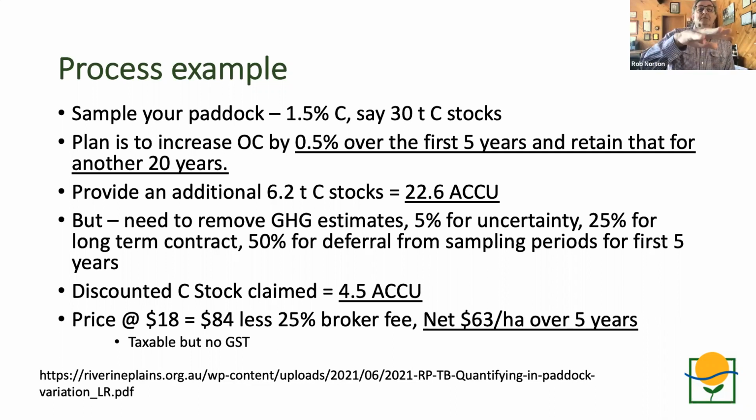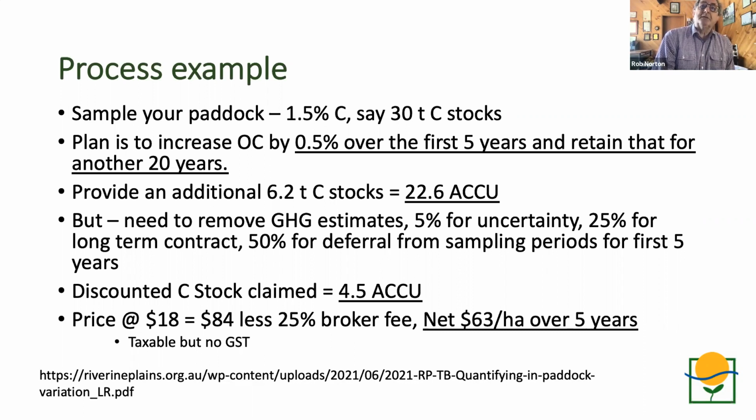So that's the potential. You said they are $16. So $16 by 20 is what, $300? That sounds pretty good. But when you do that, there's a few discounts that need to be applied. Firstly, to do that increase in carbon, you're going to have to use some greenhouse gases anyway, so you have to discount that. There's 5% taken off that 6.2 because of measurement uncertainties. There's 25% discounted because it's a long-term contract, and 50% deferred from sampling periods for the first 5 years.